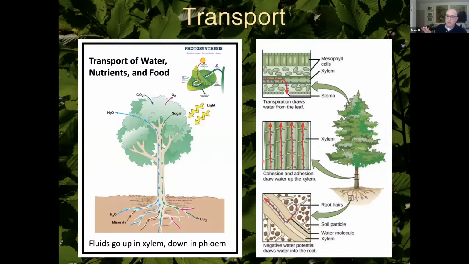So trees are just incredible. Some of them are hundreds of feet tall. So how do they circulate everything within that vascular tissue? Like all plants, the fluids go up in the xylem, and that's mostly water carrying minerals through the roots up towards the leaves, where the photosynthesis occurs. And then the sugar travels back down.